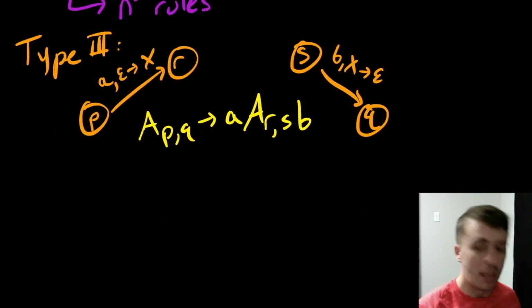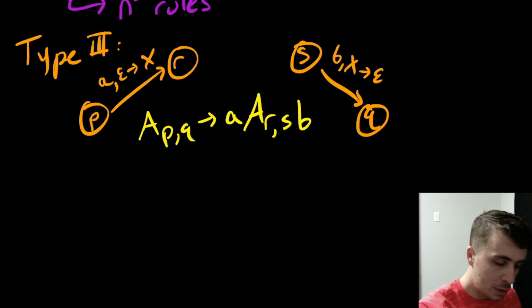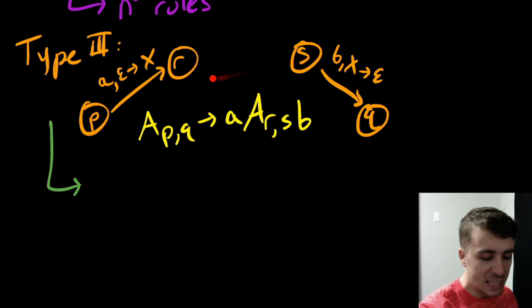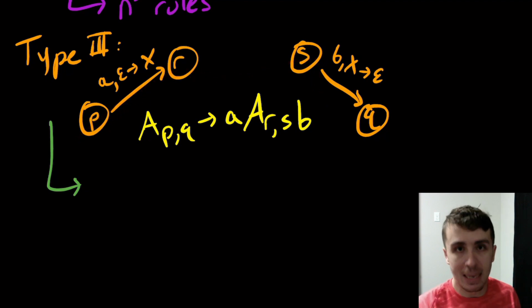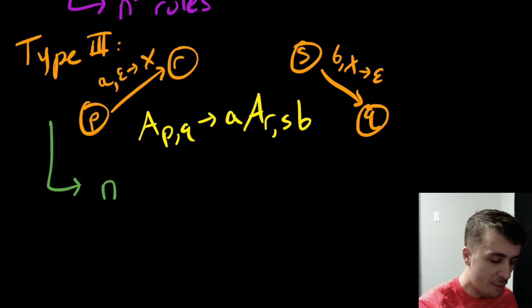So the question is, how many rules does this actually make? Well, let's see. It seems like we have any quadruple of states, and they all could be the same. They could be different. It could be any choice of 4 states. So this will have n to the 4, because that's the number of possibilities of states.